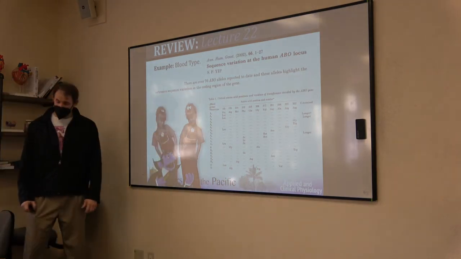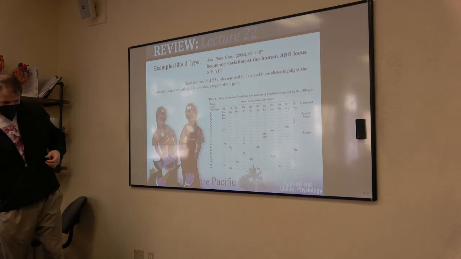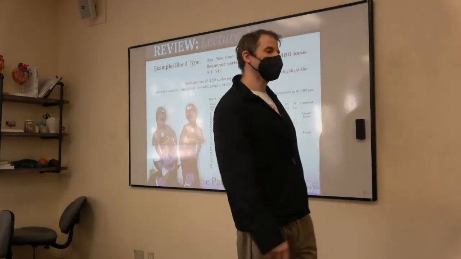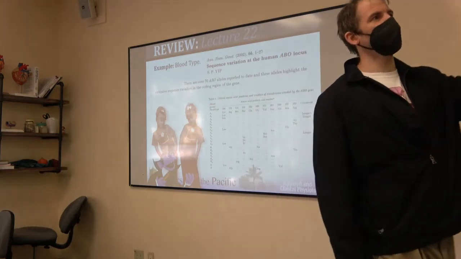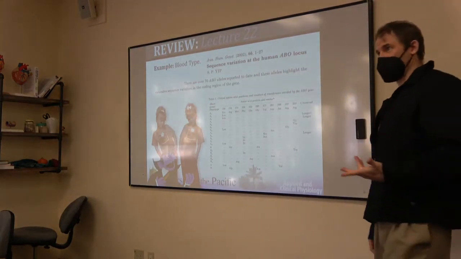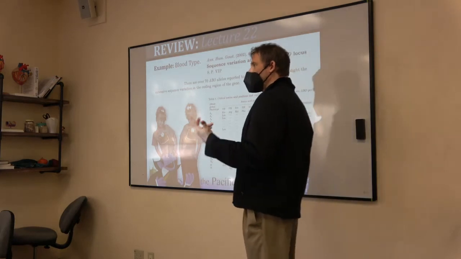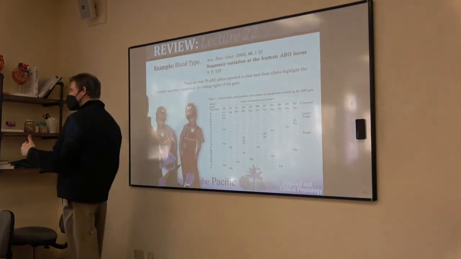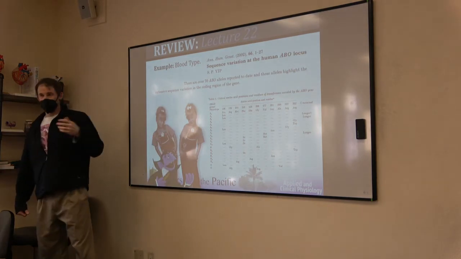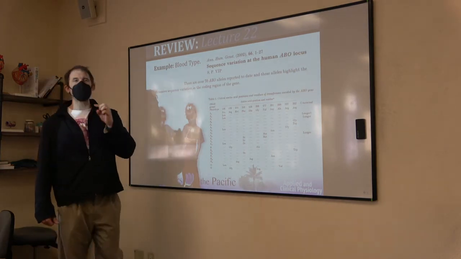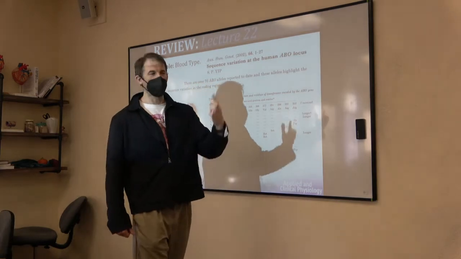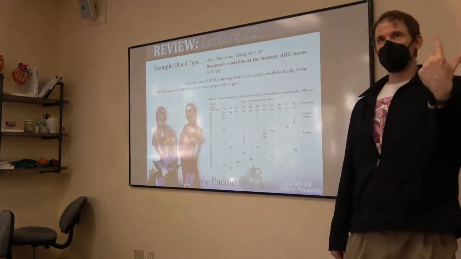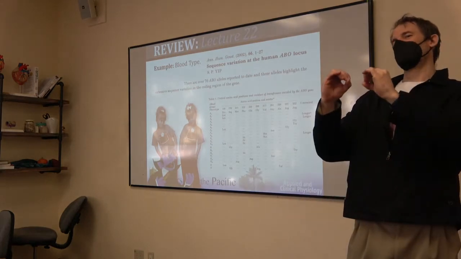So, blood type, there's A, B, and O, right? There are different alleles, and you have two of them. If you're AA, you're an A. If you're BB, your blood type is B. If you're AB, your blood type is AB. If you are AO, your blood type is A. If you are BO, your blood type is B. If you're OO, your blood type is O.